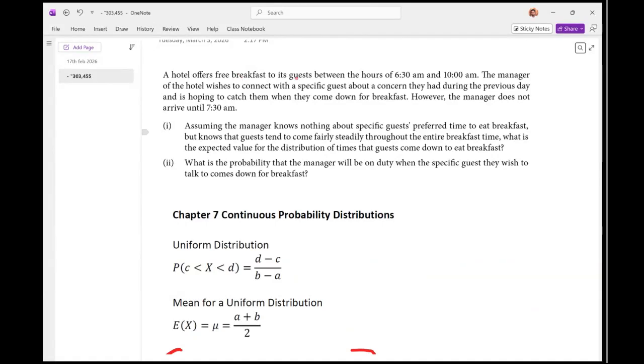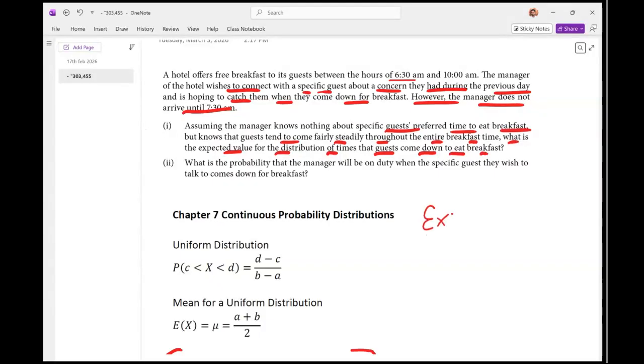A hotel offers breakfast to its guests between 6:30 a.m. to 10 a.m. The manager of the hotel wishes to connect with a specific guest about a concern they had during the previous day and is hoping to catch them when they come for breakfast. However, the manager does not arrive until 7:30 a.m. Assuming the manager knows nothing about the specific guest's preferred time to eat breakfast, but knows that the guest tends to come fairly steadily throughout the entire breakfast time. What is the expected value of the distribution of the time that guests come down for breakfast?